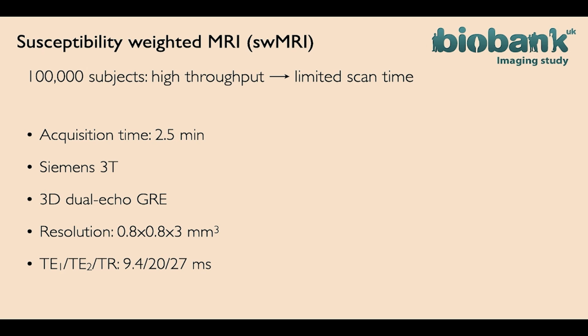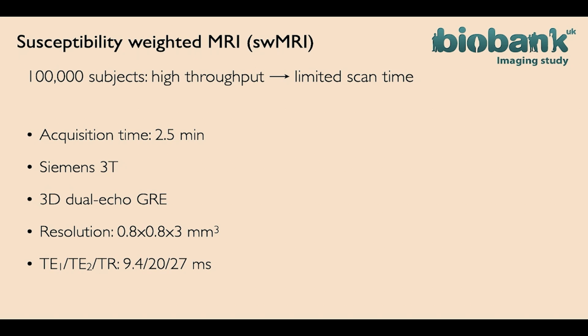Next, I will give you a brief overview of the susceptibility MRI protocol in UK Biobank. As UK Biobank is aiming to scan 100,000 subjects, that requires high throughput, which leads to a limited scan time. For the SWMRI acquisition, it only takes 2.5 minutes. So they were only able to get 2 echoes and very thick slices, 3 millimeters, which is not ideal for T2 star mapping or QSM.